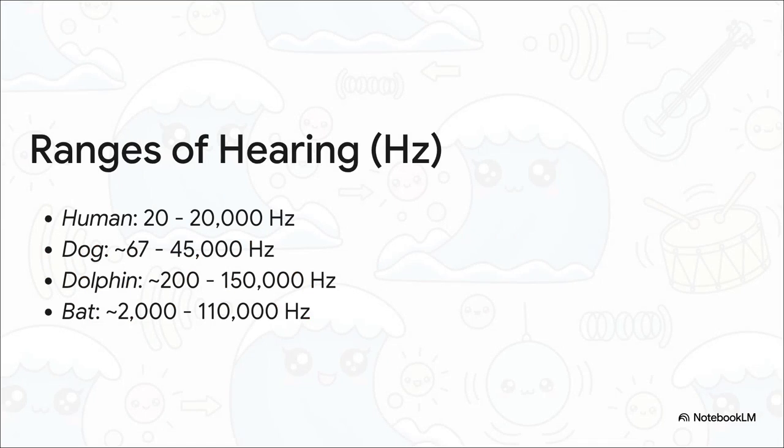And this is where things get really wild. You see, we humans can only hear frequencies between about 20 and 20,000 hertz. That's it. That's our little slice of the acoustic world. But check this out. A dog can hear frequencies more than twice as high as we can. And then you have animals like dolphins and bats. They operate in a world of sound so high-pitched, it's completely silent and invisible to us. It's a really humbling reminder that what we perceive isn't the whole story.